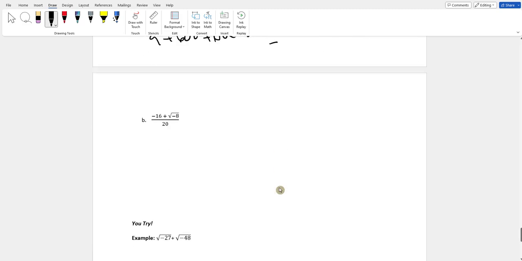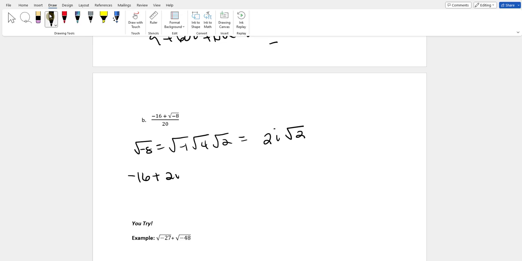If we look at this next problem, we have negative 16 plus the square root of negative 8, divided by 20. So I'm going to simplify the square root of negative 8. I want to write it as the square root of negative 1, square root of 4, square root of 2. I know that square root of 4 is 2. Square root of negative 1 is i. And we're left with the square root of 2. So now when I write it, I have 2i square root of 2. I have all this all over 20.